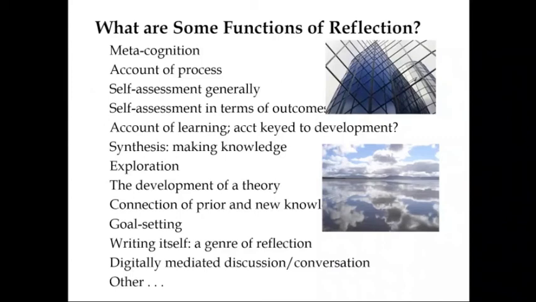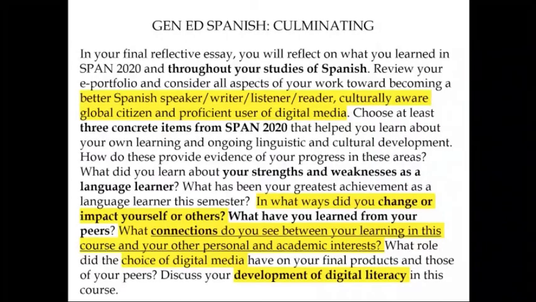Now, just to give you 2 very quick examples. This one comes from a program at the University of Virginia. It's a Spanish program. This is a capstone kind of portfolio because the students take 4 modules in Spanish over 2 years, and they build that portfolio over the 2 years. And here are the outcomes for the portfolio. How did you become a better Spanish speaker, writer, listener, reader? That's 1. So a communicator of various kinds. Second, a culturally aware global citizen. And third, a proficient user of digital media. So that's what they're looking for in this capstone.